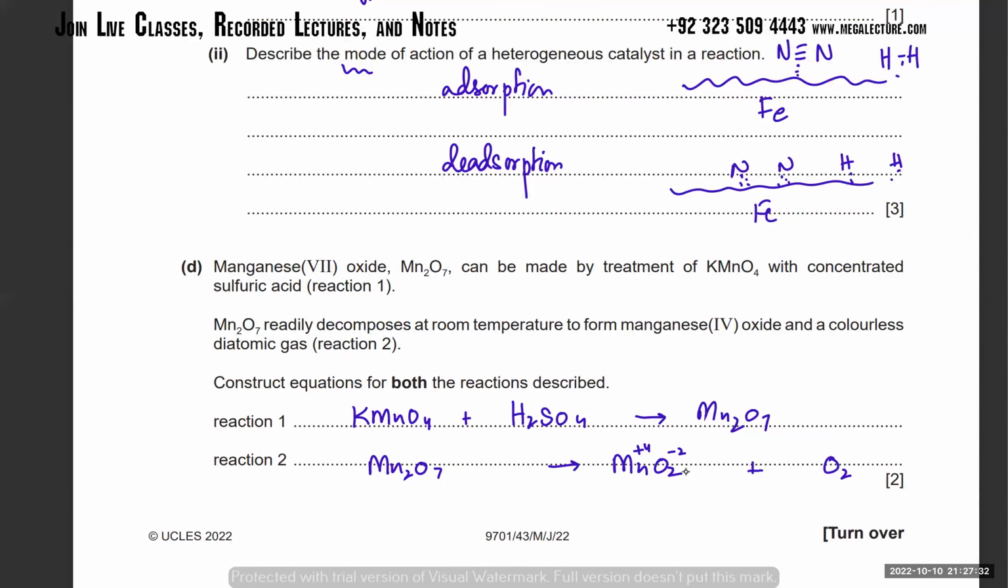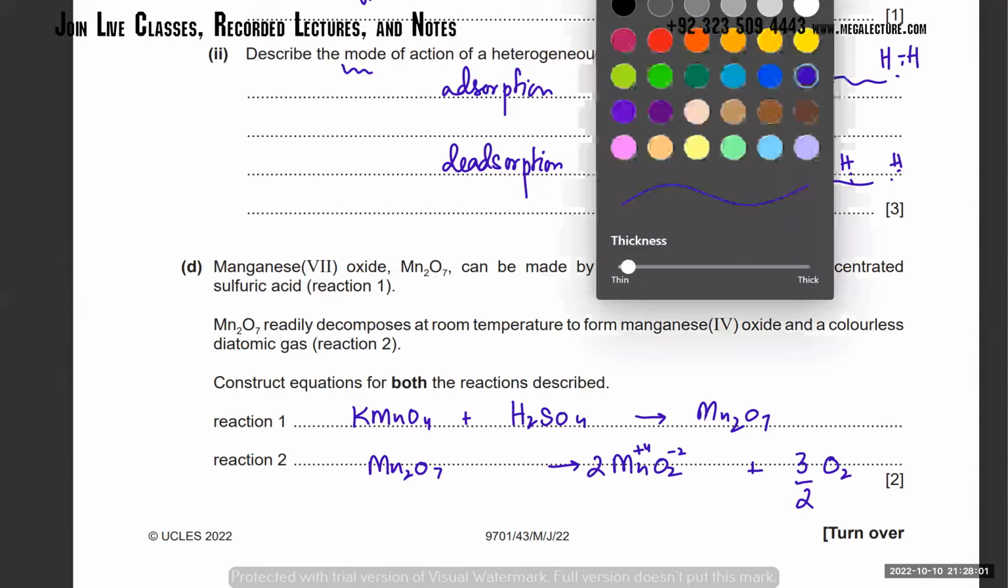So balancing the second reaction is kind of easy. You just add 2 over here, and you've got 7 oxygens, so you've got 4 oxygens over here, so there's going to be 3 oxygens over here. So you're going to add O2 over here. So the second equation is kind of complete. We're going to come back to the first equation then.